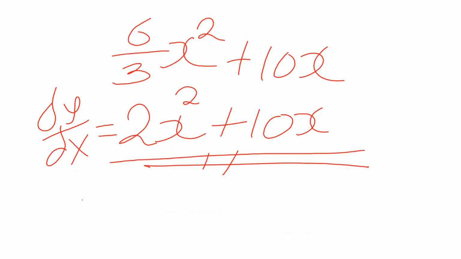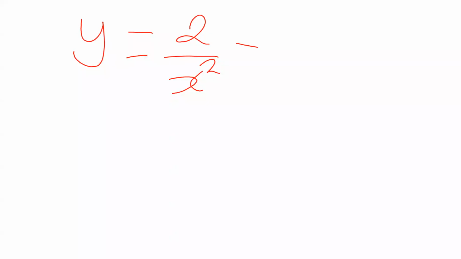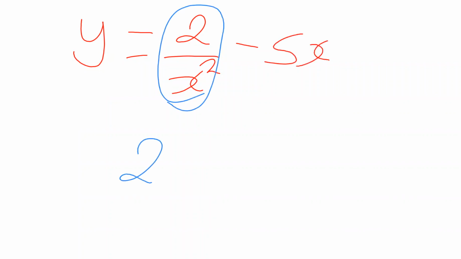So let's say that now you have y is equal to 2 over x to the power 2 minus 5x. So how do we deal with this one? From the basics of indices, you know that this expression can still be written as 2 times x to the power negative 2.